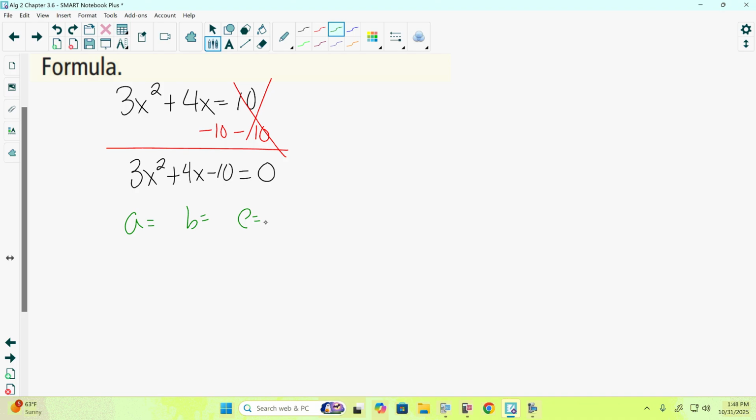A, B, C. What's the value of A? 3. What's the value of B? 4. C is negative 10. Because if we had minus 4x, B would be negative 4. If we had negative 3x squared, A would be negative 3.